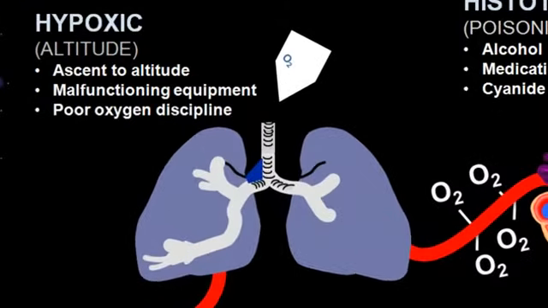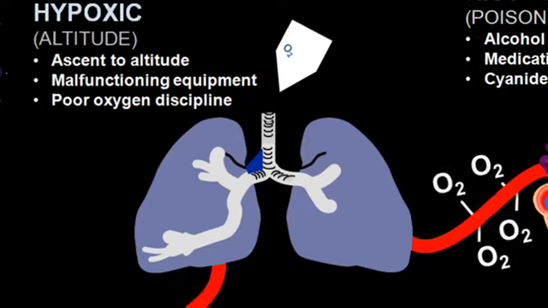And the first is hypoxic hypoxia. And that would be what we've been talking about, the decrease in the amount of oxygen available to the tissues as a result of changes in the altitude. This can also come from malfunctioning equipment or from poor oxygen discipline. In the operational arena, our aviators spend quite a bit of time learning how to operate that equipment in order to make sure that they're delivering the right amount of oxygen to their tissues.